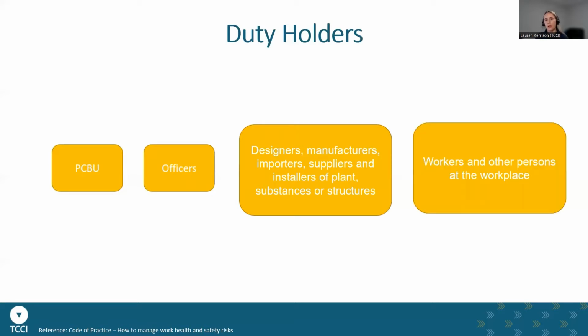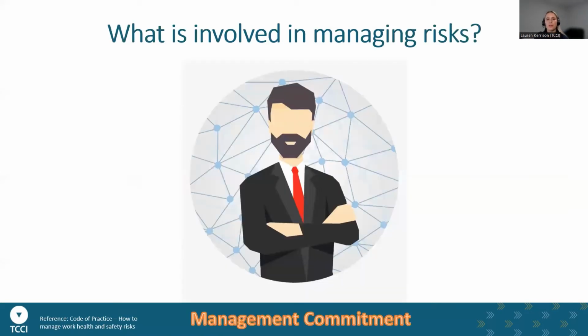And then you've got workers and others at the workplace. Workers and others have a duty to take reasonable care of their own health and safety and to not adversely affect the health and safety of others. Workers and others must comply with reasonable instructions and policies and procedures that the business has. And again, I'm just admitting a few more people now. So we'll go through those in more detail.